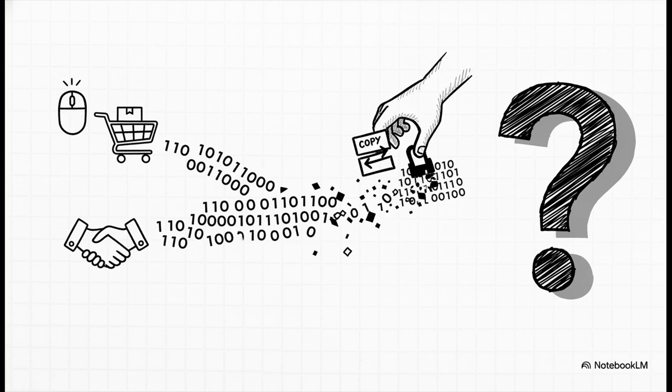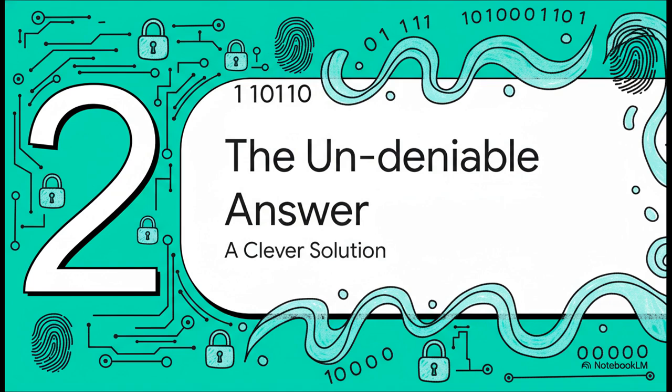Every single action, a click, a purchase, an agreement, is really just a stream of ones and zeros, just bits and bytes. And the thing about bits and bytes is, they can be copied, they can be altered. So without that physical presence, how can we be absolutely sure who's really behind any of it? Well, luckily, the digital world has a really clever solution for this. So let's dive into the undeniable answer to our little digital mystery.